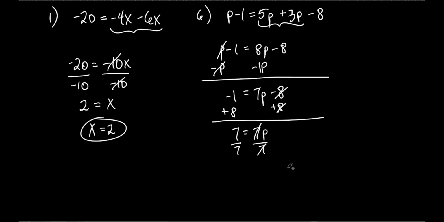All right, this cancels out the 7. So what's P equal to? It's equal to 1, and there you go. And it's positive 1, correct, because -1 plus 8 is positive 7.